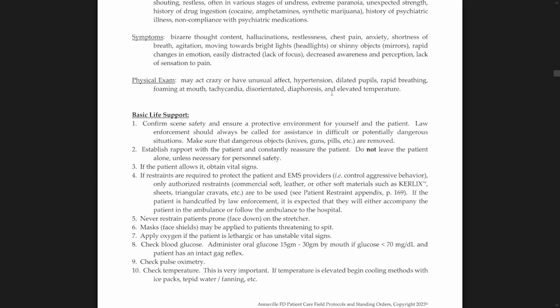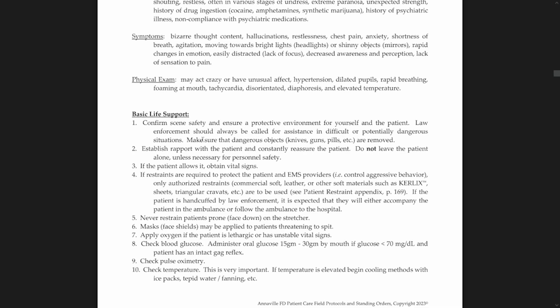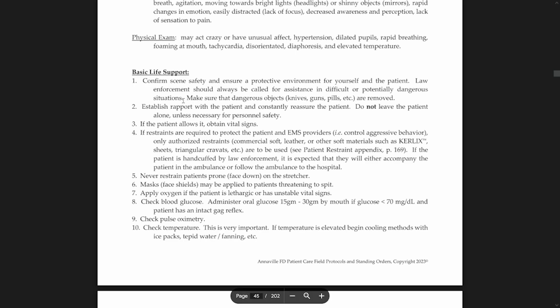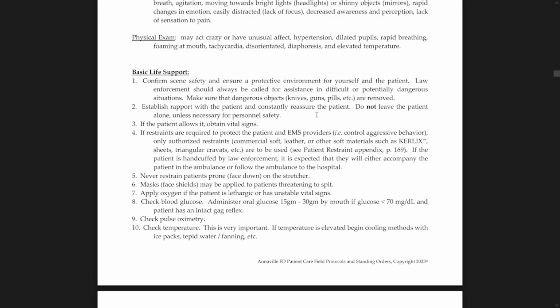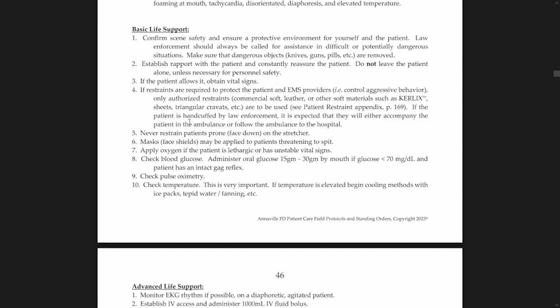So for BLS, we want to confirm scene safety and ensure a protective environment for yourself and the patient. Law enforcement should be called for assistance in difficult or potentially dangerous situations. Make sure that dangerous objects, such as knives, guns, pills, etc., are removed before making patient contact if possible. Establish a rapport with the patient and constantly reassure the patient. Don't leave them alone unless it's necessary for personnel safety.